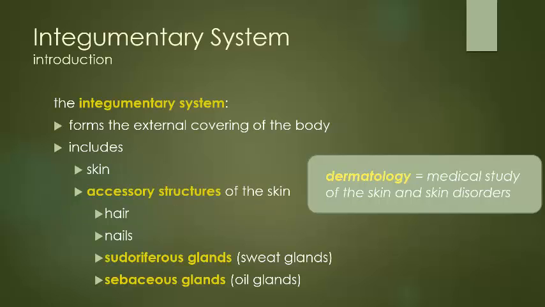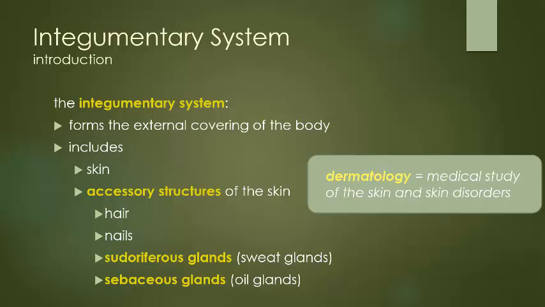So the integumentary system is composed primarily of the skin, but also includes the accessory structures that we associate with the skin. So the hair, the nails, the sudoriferous glands, those are the sweat glands, and the sebaceous glands that produce oil. And dermatology is the branch of medicine that deals with the skin.